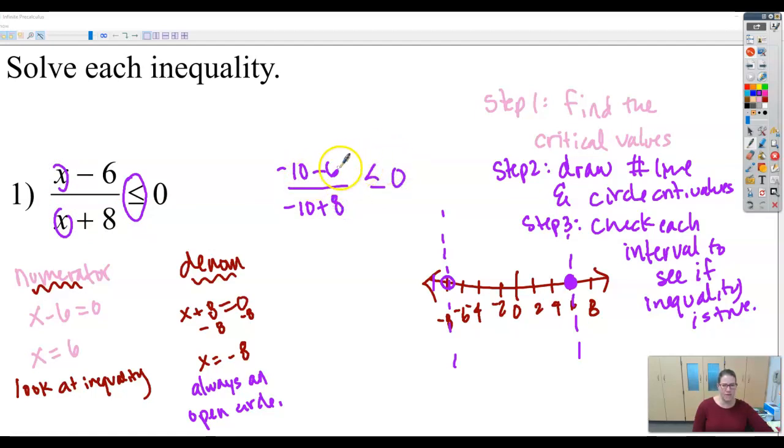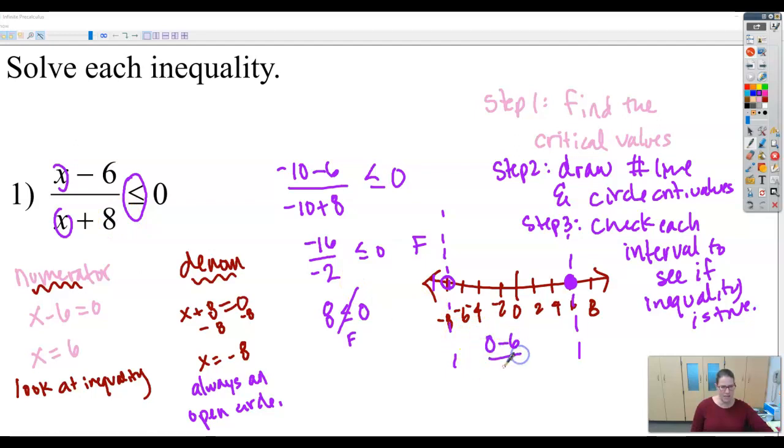Let's see if this is true or false. Negative 10 minus 6 is negative 16. Negative 10 plus 8 is negative 2. Negative 16 divided by negative 2 is positive 8. So positive 8 is not less than or equal to 0. That's not true. That's false. So I will not be highlighting this part of the function. Now I need to check the middle. I'm going to plug 0 in because 0 is always quick and easy to calculate.